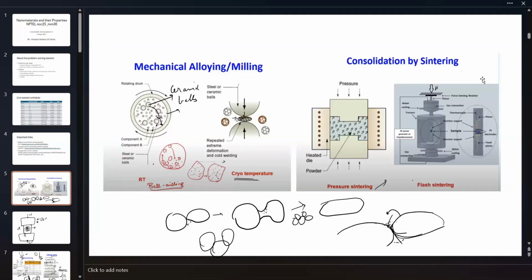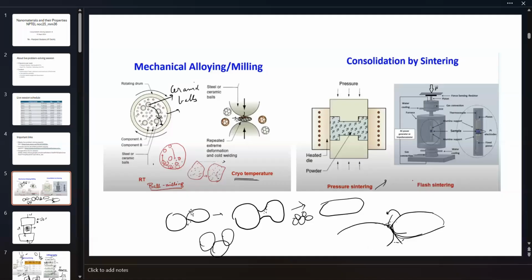Then you have consolidation by sintering. This is hot isopressing, HIP, hot isopress. So you have your heating die and your powder in between. You apply pressure from both ends. The combination of heat and pressure causes the powder to sinter.